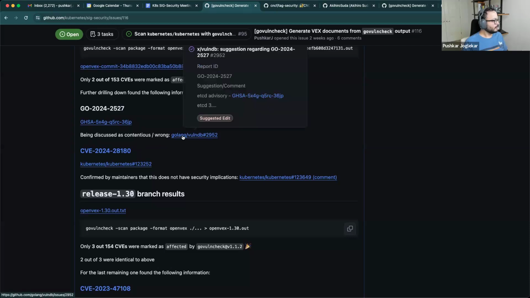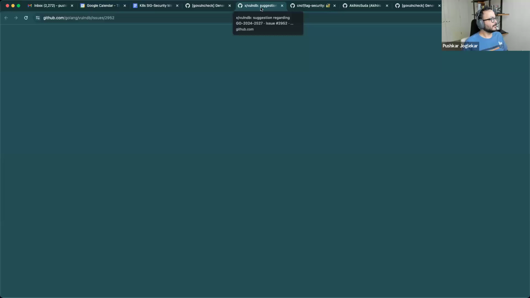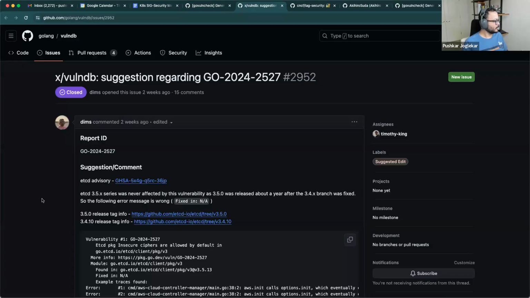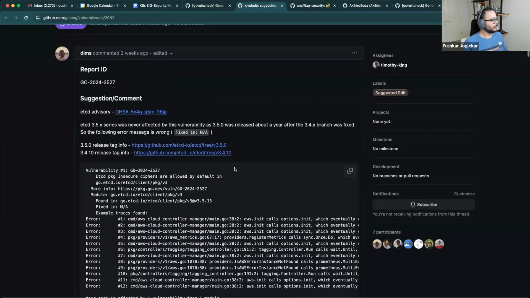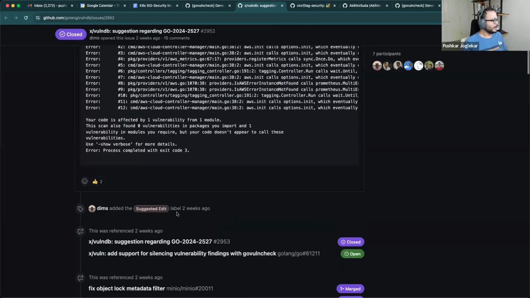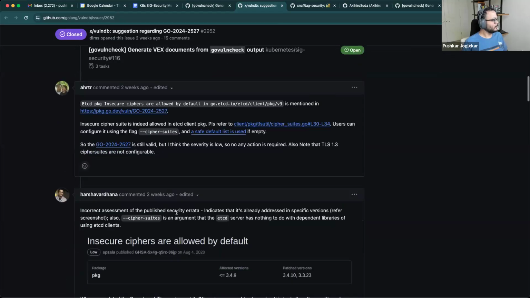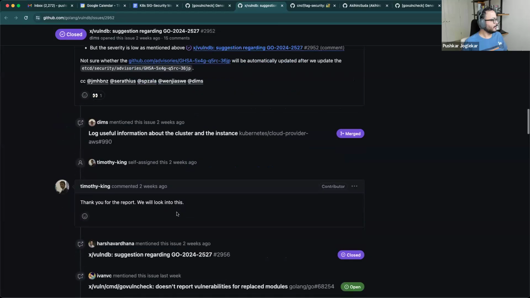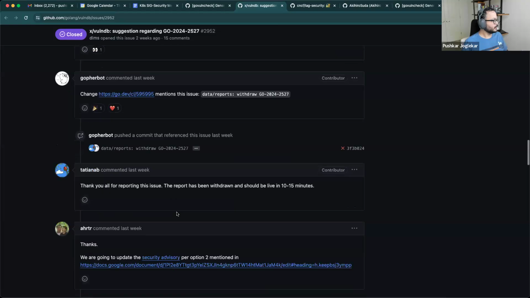After that, I kept looking through GitHub issues, which is the best part of open source. All the questions are available in public and all the answers are as well. Then I saw Dims creating an issue here saying, hey, Kubernetes's govulncheck results are showing that this is vulnerable, but for etcd, we don't think this is really relevant. So can you please remove this because it's not really relevant and it's just giving information that's not useful.